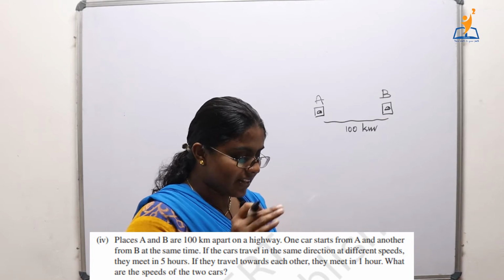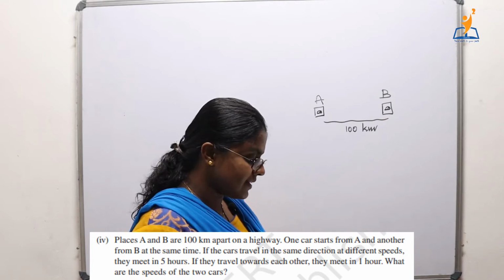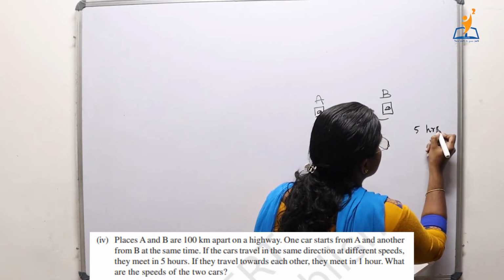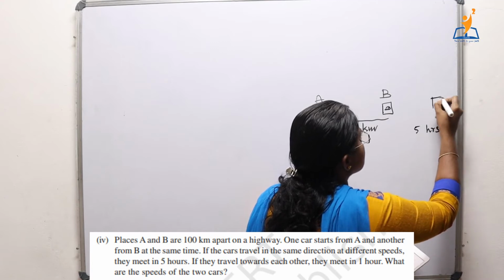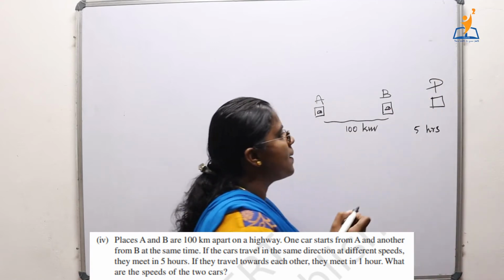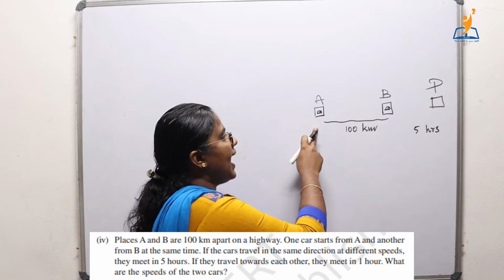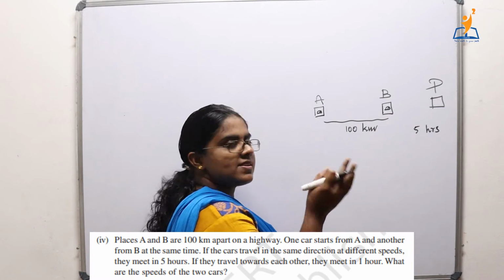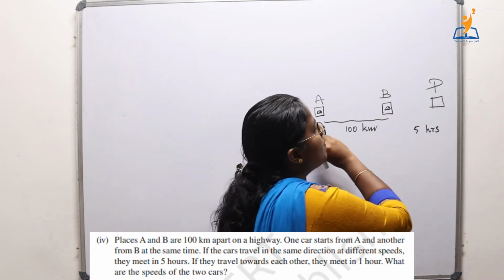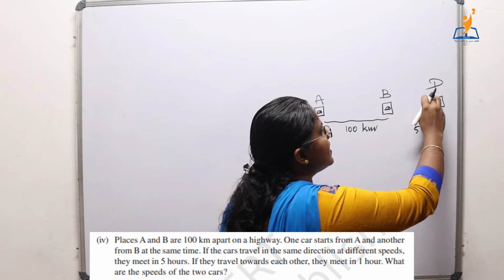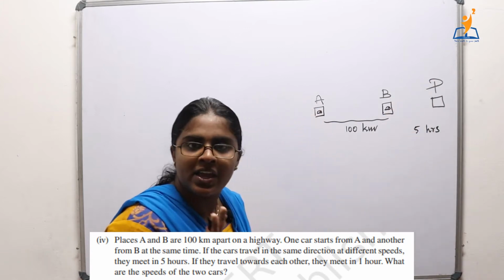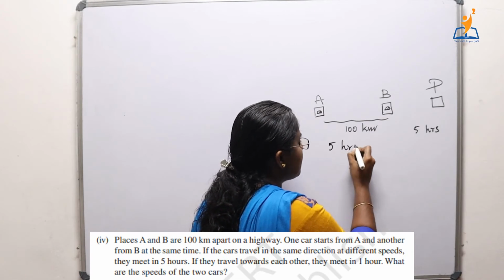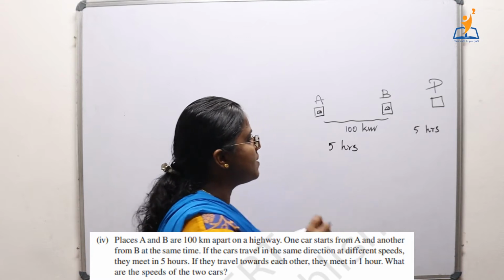If the cars travel in the same direction at different speeds, they meet in 5 hours. After 5 hours, they will meet at a point, let that be P. So from A a car started, from B also another car started. Both the cars have different speeds. So both of them met at a point, say P, in 5 hours.